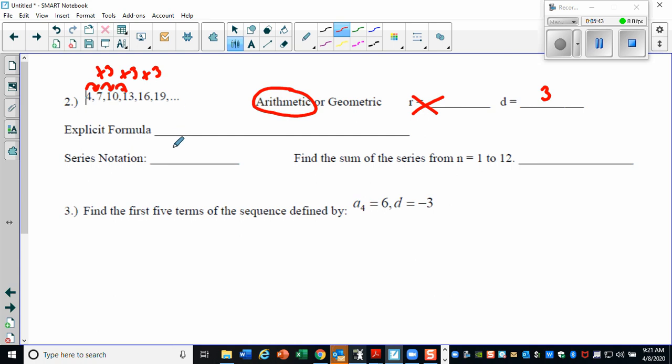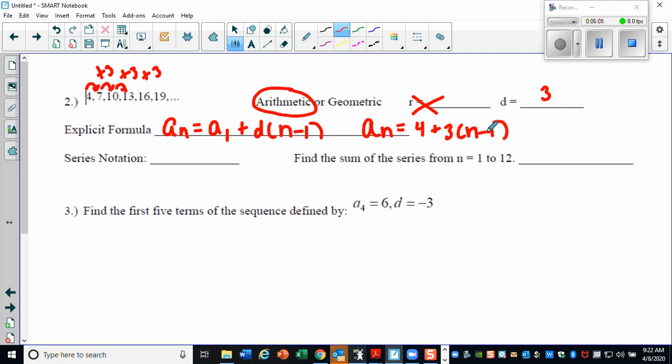Remember your explicit formula here, that is going to be a sub n, which tells you that's any term in the sequence, equals your first term plus your common difference times n minus 1. So let's just fill in what we have. A sub n stays there. My first term was 4. My common difference was 3 times n minus 1.